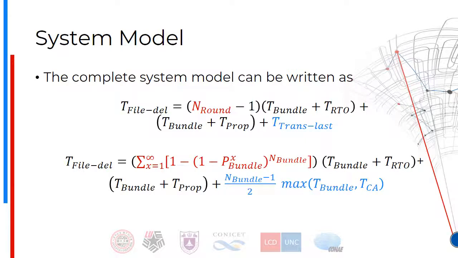So putting all this together, for the overall time delivery of the file, here we are replacing this number of rounds of the attempts by the expected value we just saw, and also the TTransLast parameter we have just seen, to get this final expression that can indicate what's the overall time needed to deliver a file to the destination.